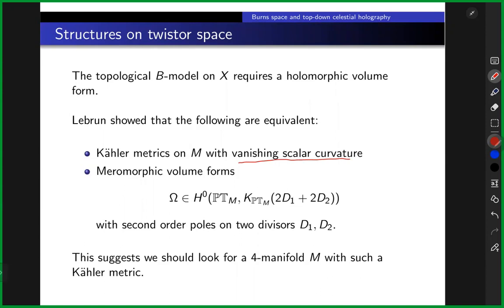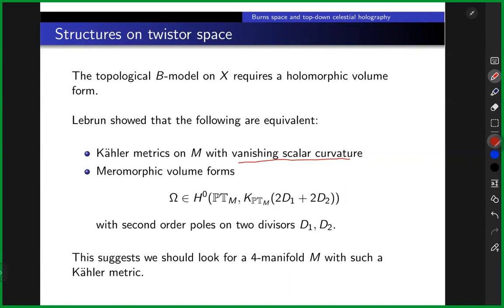If you're a relativist, this is a little funny. Ricci curvature might not be 0. But this is the kind of thing we're going to find. So can you say why is the volume form singular, have poles? What's the interpretation of that?